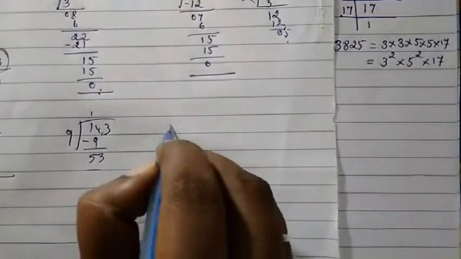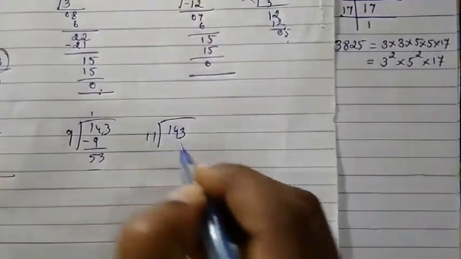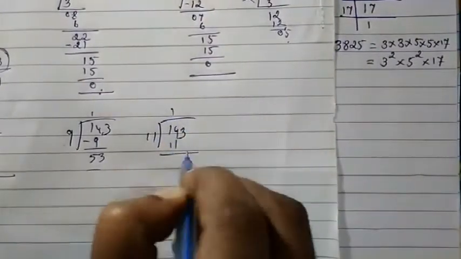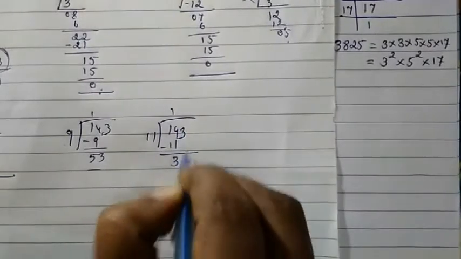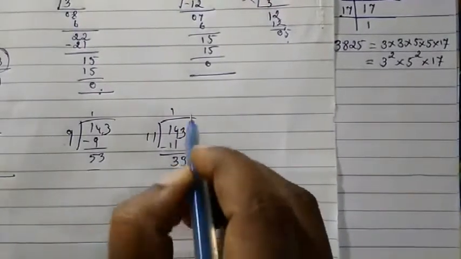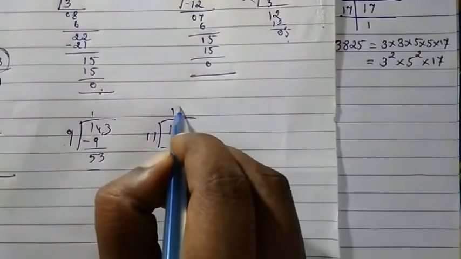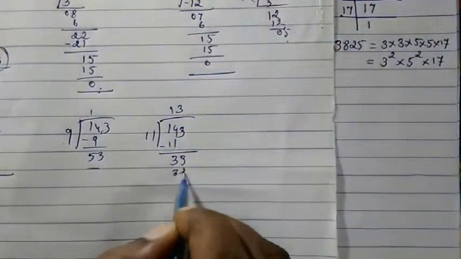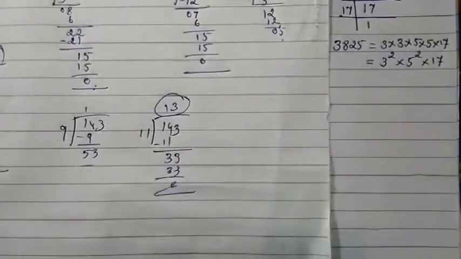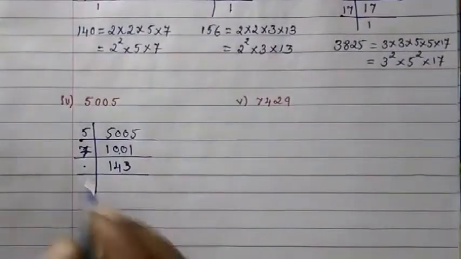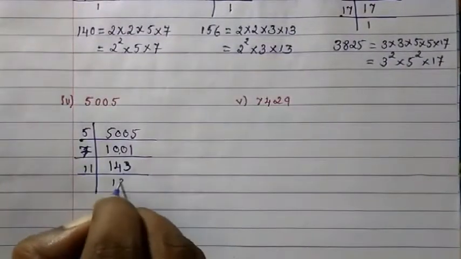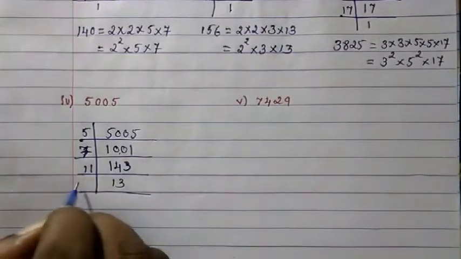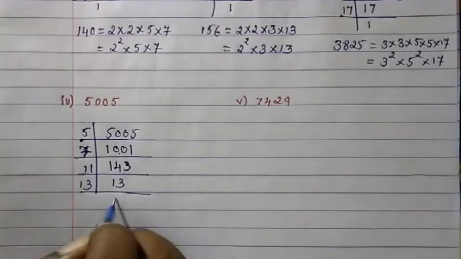So it will come maybe, 143, we can divide by 11. So 1 times 11, 11, then 3, 3, then 3 times 11 will be 33. So 13 you will get. So with 11 when you divide, you will get 13. So 13 can be divided only by 13.